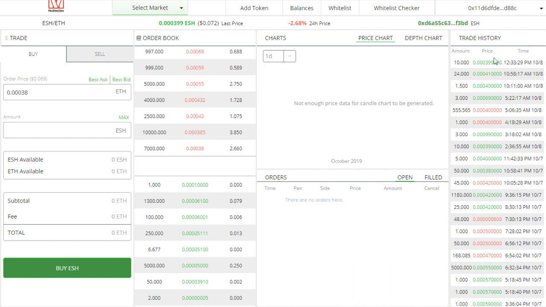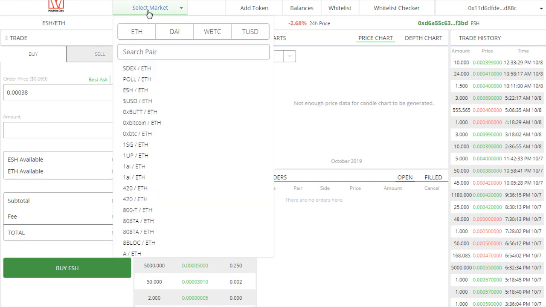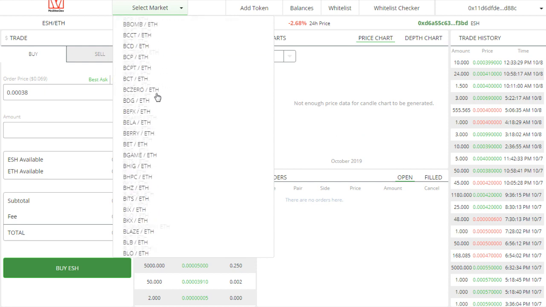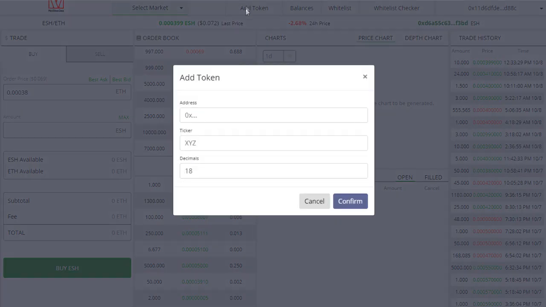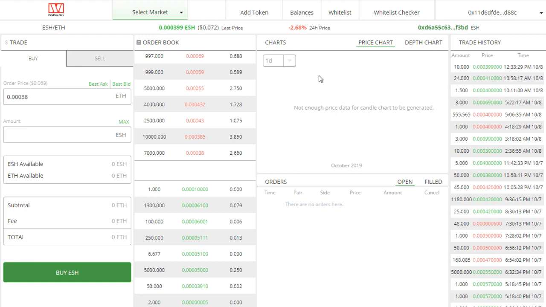And here you see the trade history, the people who have bought the ESH token. If you want to move to some other market, you can select the market from here and choose your favorite token. Right now, McAfee DEX is free listing any token out there. Thank you, McAfee. Okay, so let's say you want to buy ESH token. Make sure you have some Ethereum in your account before you proceed.